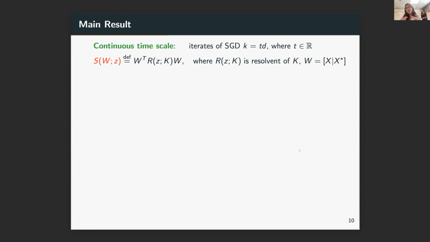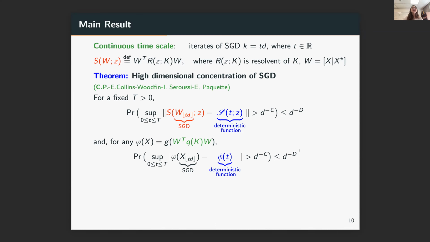Yes, K is discrete, but I'm going to pretend that you can make a continuous version with this T. And what you can prove is that indeed you have a high dimensional concentration, meaning that you can show that this S matrix under SGD will concentrate around a deterministic function with overwhelming probability.